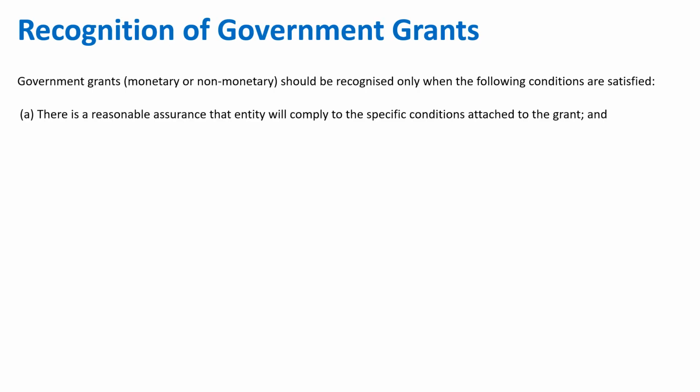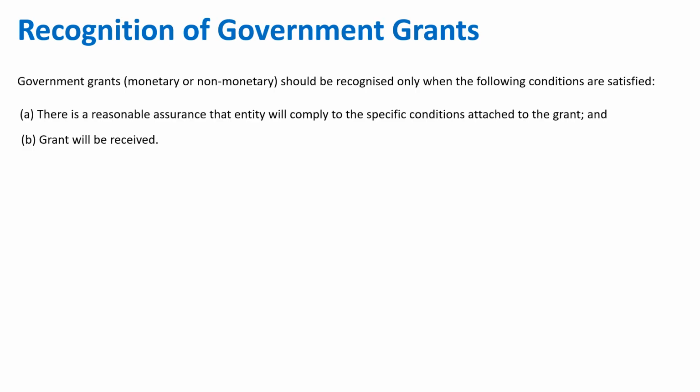That means there is 100% chance or assurance that the entity is going to comply with the conditions which the government has specified, right? If there is less than 100% chance, then there is no question of government grant, because if you are not fulfilling the condition, then the government is not going to give you any grant or benefit. Second, the grant will be received.